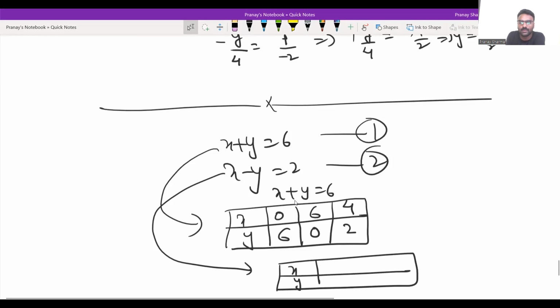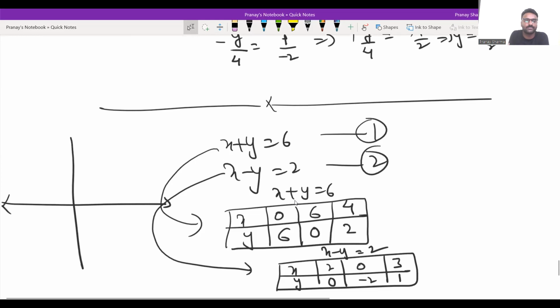x, y. Fine. This will be x minus y equals 2. If I substitute y as 0, x will be 2. If I substitute x as 0, y will be -2. If I substitute y as, let us say, 1, all right, x will be 3. Okay. So this is how it will work. Now the thing is that why we have represented this, because ultimately I'm going to project it in the Cartesian system.